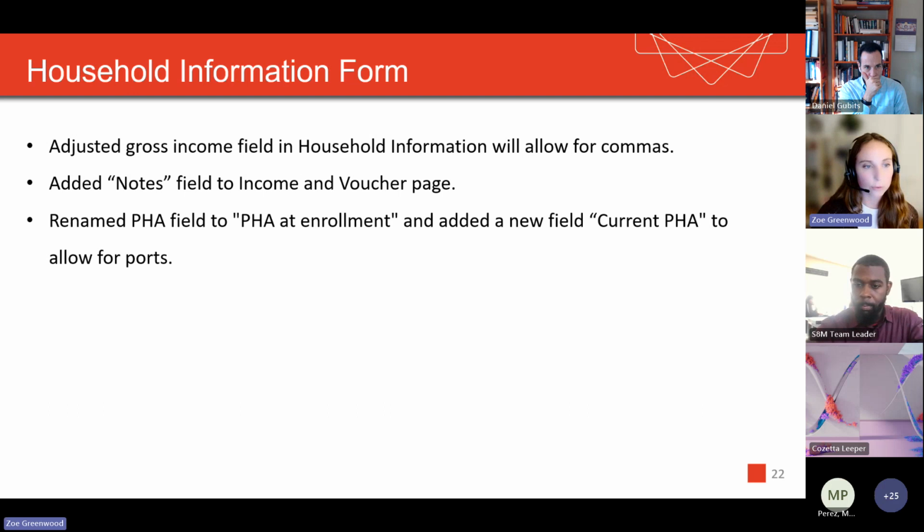The household information form also has some edits. The adjusted gross income field now allows for commas. That's not a major change, just sort of a fix. We added a notes field to the income and voucher page. And then the PHA field is now called PHA at enrollment. And then there's a new field called current PHA, so that if somebody has ported to a different housing authority, you can indicate that.